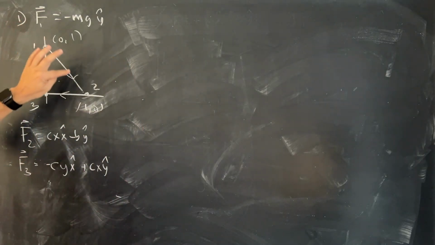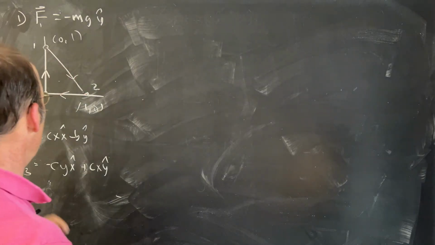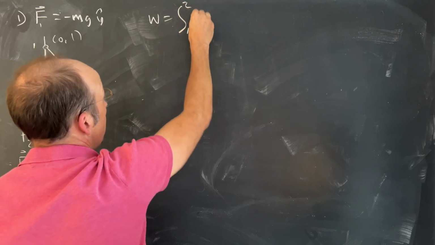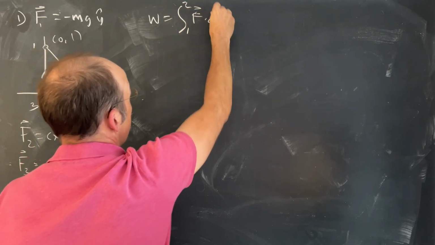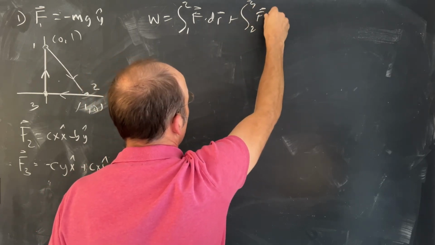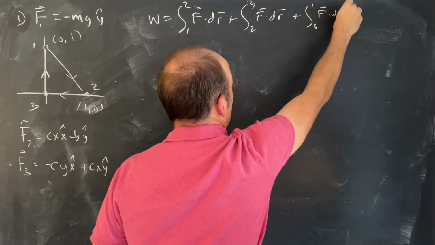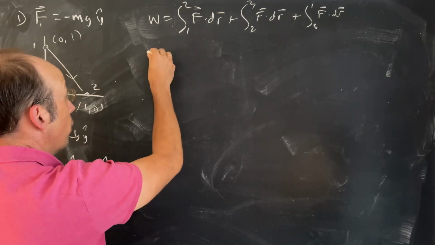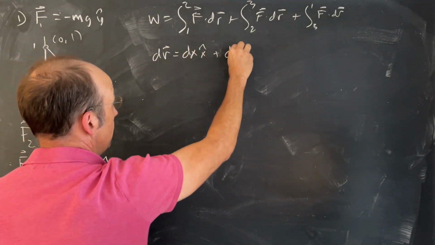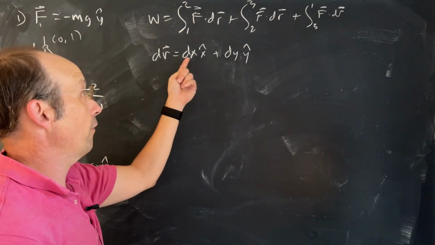I want to integrate along this closed path, which is actually 3 paths, right? So I can integrate from 1 to 2, and then 2 to 3, and 3 to 1. So work is the integral from 1 to 2 of F dot dr, plus the integral from 2 to 3 of F dot dr, plus the integral from 3 to 1 of F dot dr. In Cartesian coordinates, remember that dr is the vector dx x hat plus dy y hat. The direction of integration comes from the limits of integration, not from your dr vector.